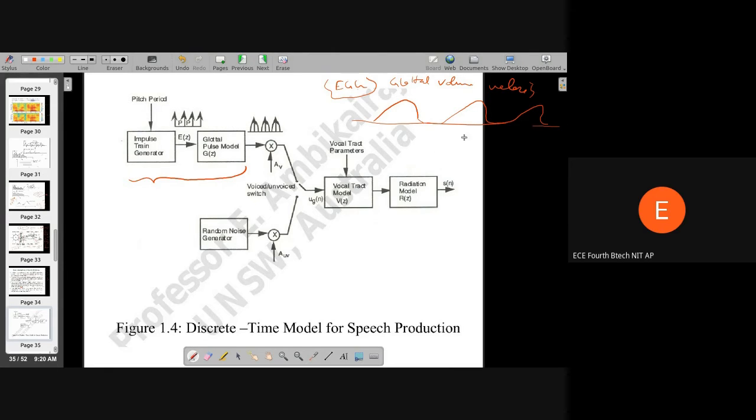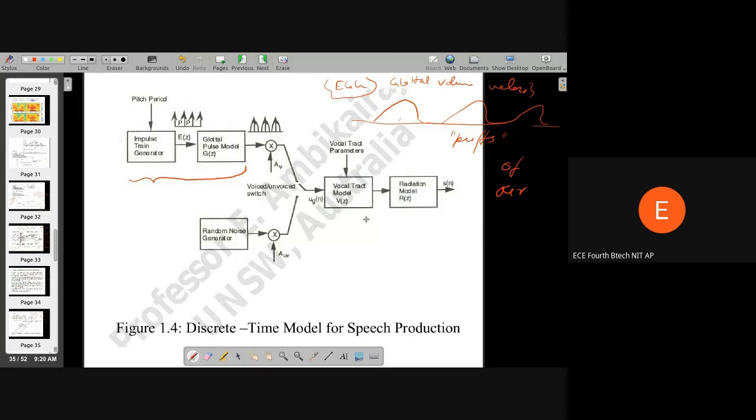So what are these? These are basically puffs of air. For every vibration of the glottal folds, there is a puff of air being released, which then passes through the vocal tract system and finally produces sound, the speech signal. So we have to model this puff of air at the glottis.